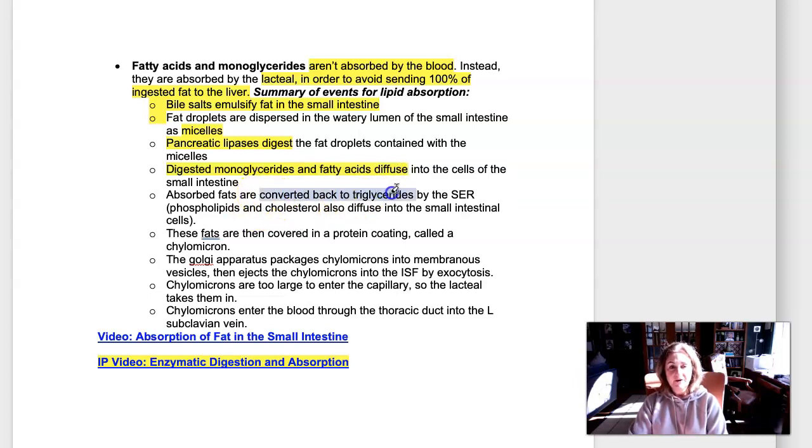Those absorbed fats are converted back to triglycerides by the smooth endoplasmic reticulum, and then these fats get covered by a protein coating, and we call that a chylomicron. The Golgi is going to package chylomicrons into a membranous vesicle, so this is just a means to eject this from the cell, right? And then using exocytosis, it's going to get those chylomicrons out of the cell into the interstitial fluid. They're going to be too big to enter the capillary. And so what happens? We know this at the end of AP2. Lymphatic system takes them in.